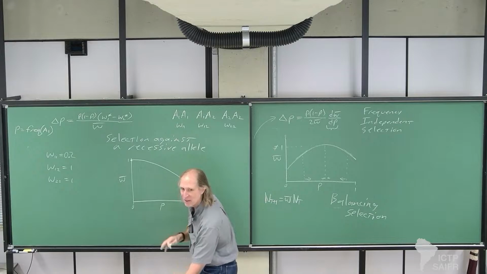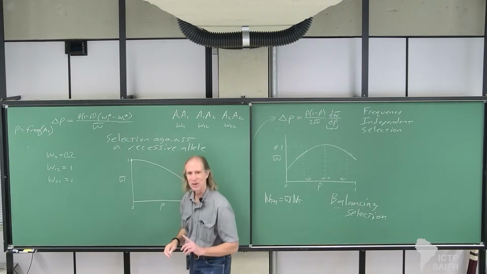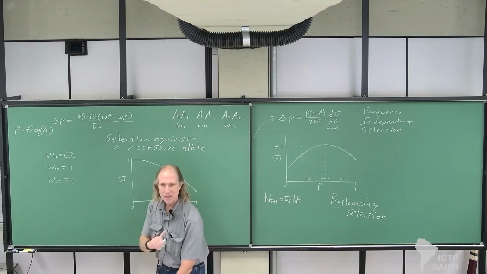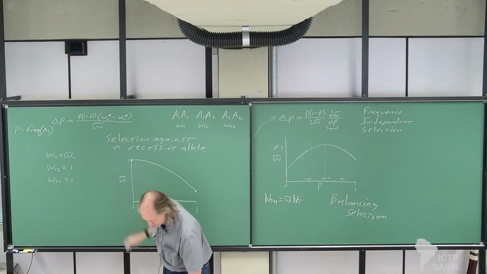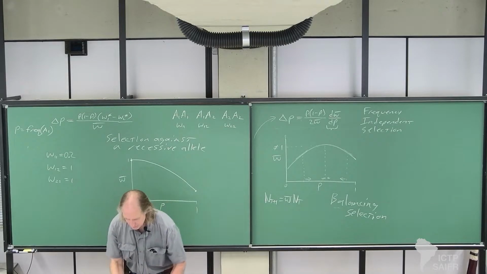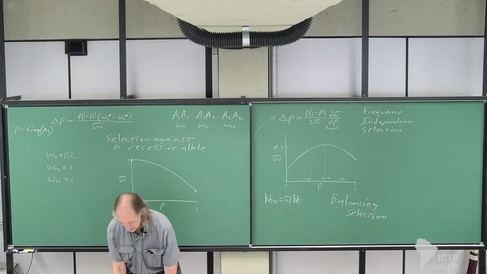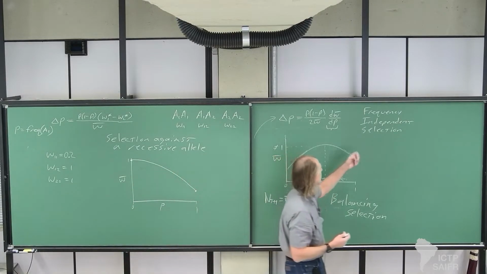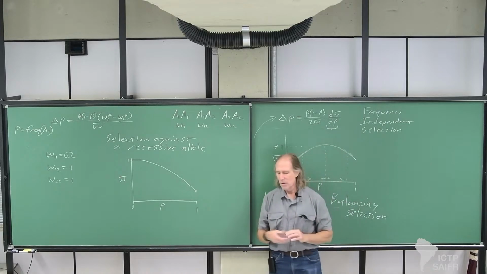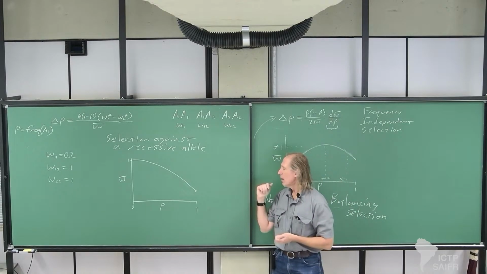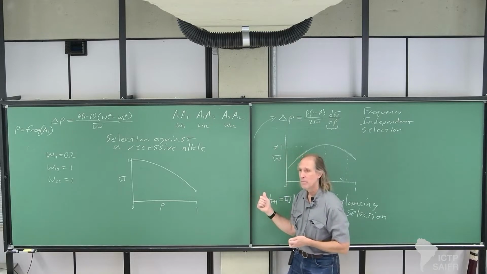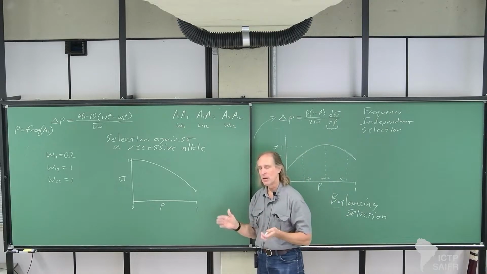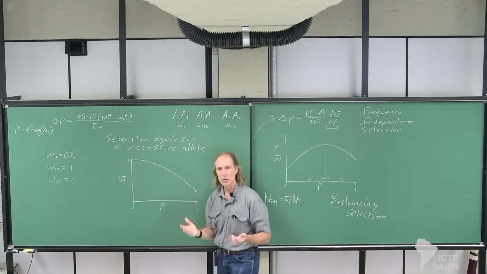Thank you for asking and pointing that out. Is that clear? Okay, apologies for drawing that backwards initially. Now, what this is getting at, again, is that under this condition, frequency independent selection, there are local maxima of W bar, and those local maxima are local equilibria.